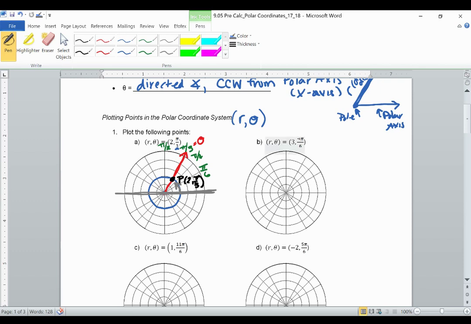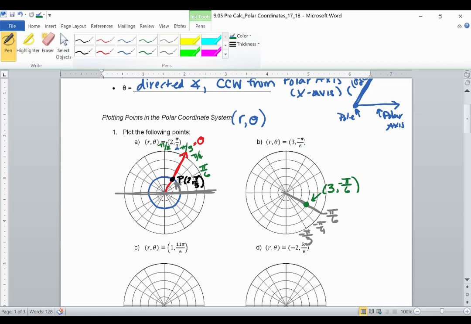Let's try another one. So this one we're going negative pi over 6. Let's find the angle first this time, so we don't have to draw in this whole circle. So I'm going to go negative pi over 6, which means I need to start by going down first. So this is going to be negative pi over 6, negative pi over 4, negative pi over 3. So I'm going to go somewhere along this line right here, because that's negative pi over 6. And it's positive 3, so I'm going to go 3 rings out. So that's my point (3, negative pi over 6).